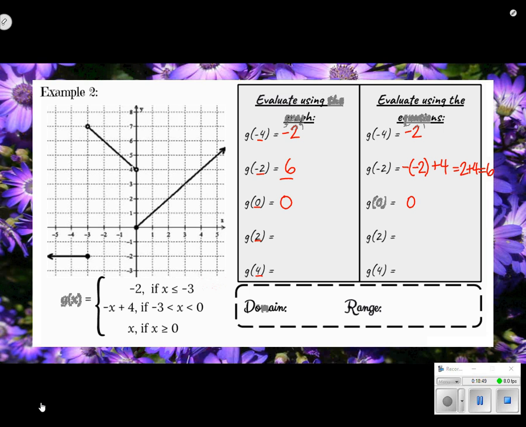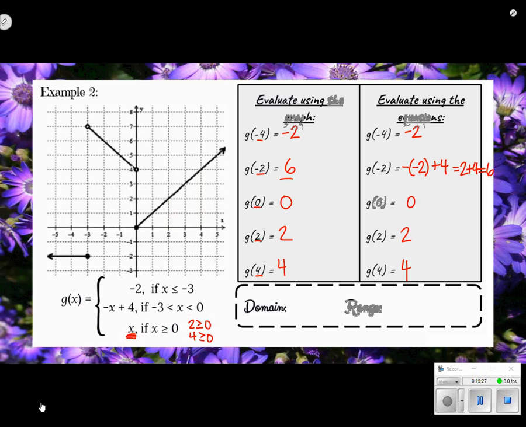All right, I'm going to have you try 2 and 4. Pause the video. Right, an x value of 2 gives me a y value of 2. An x value of 4 gives me a y value of 4. 2 and 4 are both greater than 0. So when I plug in a 2 for x, I get 2. When I plug in a 4 for x, I get 4. So 2 and 4.